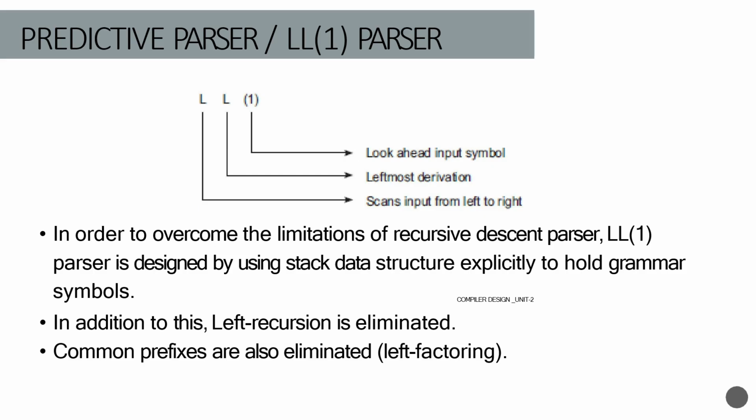In order to overcome the limitations of the recursive descent parser, so what is the limitation we have? Whenever the grammar is left recursive, it will go into an infinite loop. So to overcome the limitations of the recursive descent parser, the LL(1) parser is designed by using a stack data structure to explicitly hold the grammar symbols. In addition to this, left recursion is also eliminated. Common prefixes are also eliminated. So there is no left recursion as well as no left factoring problem, no backtracking, in the predictive parser or LL(1) parser.